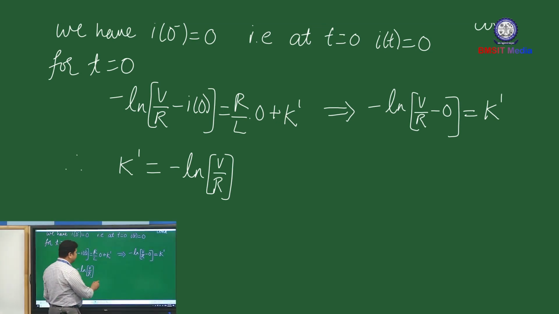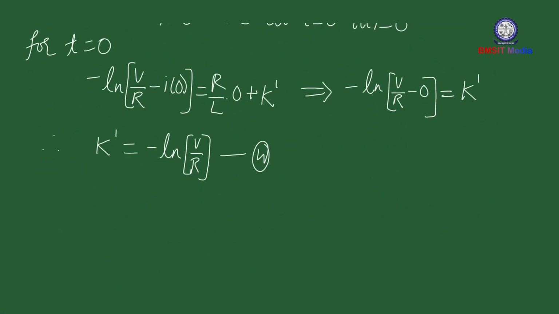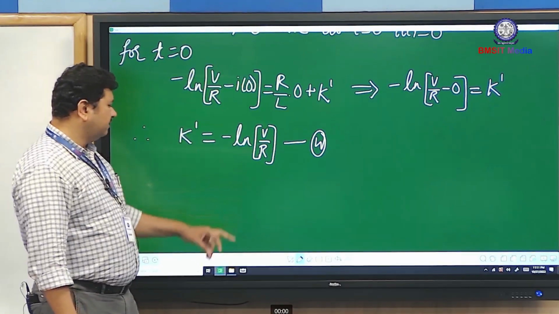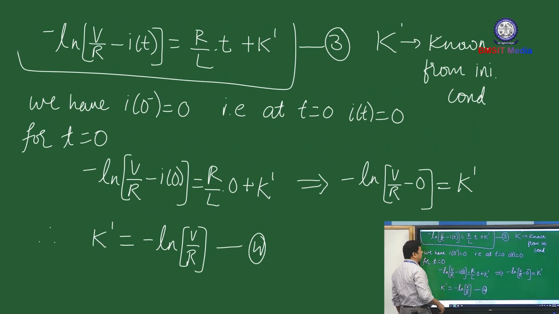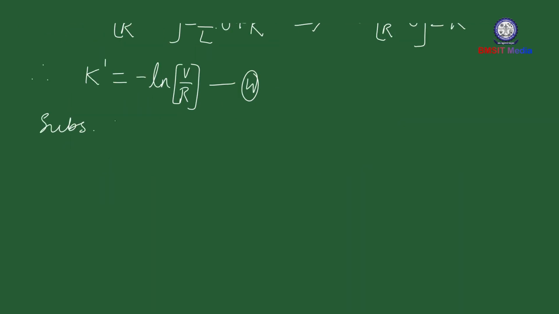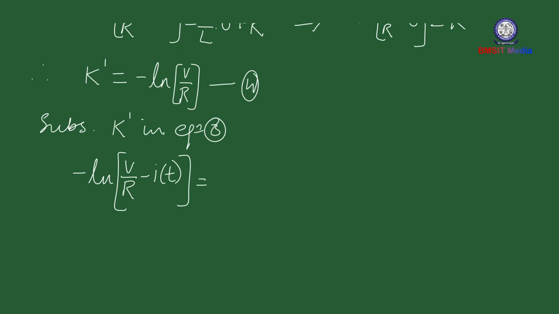So let me take this as equation, what number was the last? Equation 4. Now substituting the value of k dash in equation 3. So substituting k dash equal to minus log V by R in equation 3, what we get is minus log of V by R minus I of t equals R by L into t, sorry, not plus, minus log of V by R.